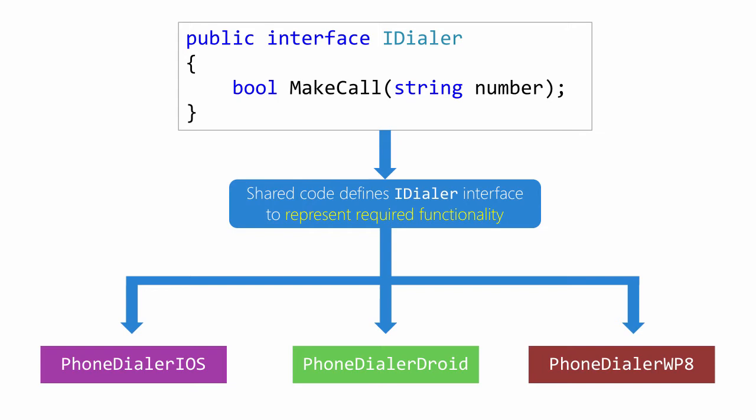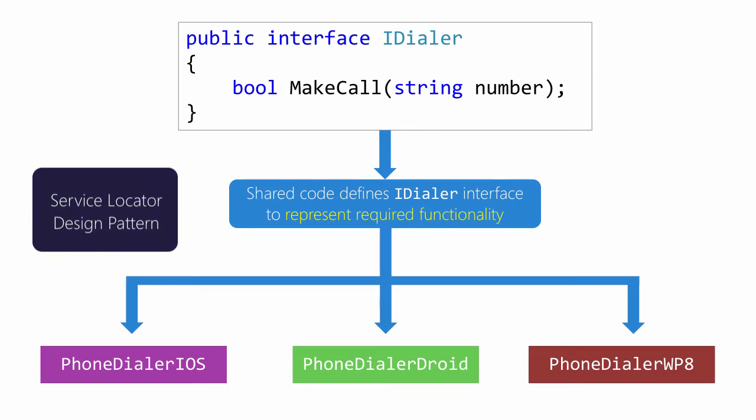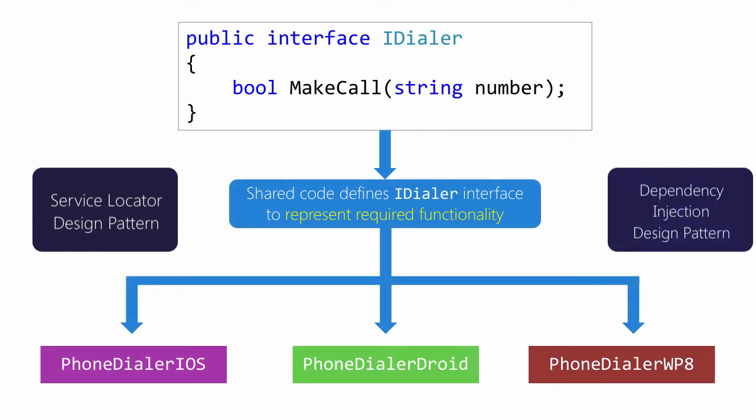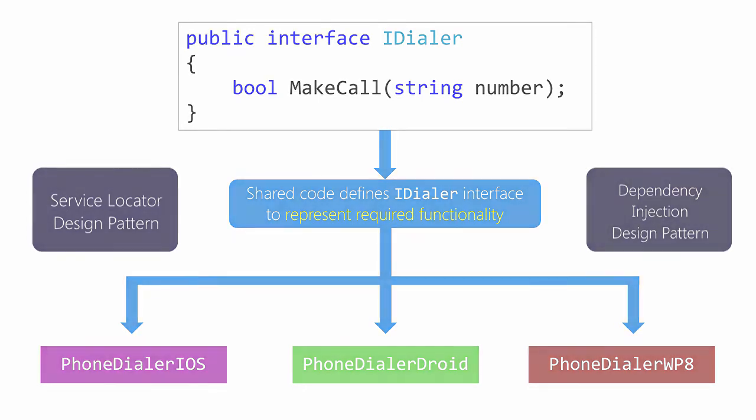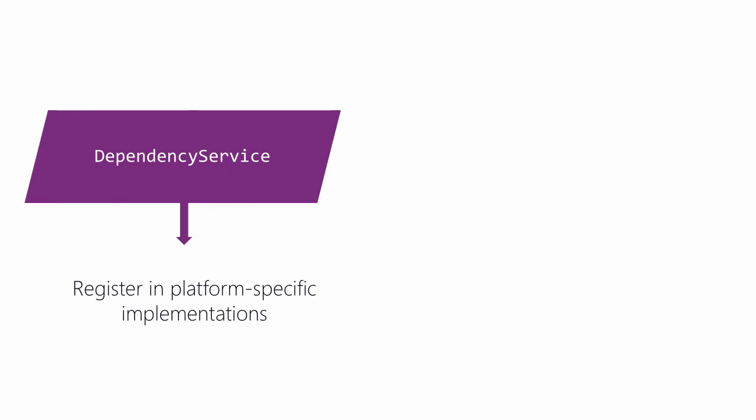Platform projects implement the shared dialer interface using the platform-specific APIs. To locate the implementation, we can use a variety of techniques. Often, it is either a variation of the service locator design pattern or the dependency injection design pattern. It really doesn't matter how you bind to the implementation. The key thing is the separation being used here. Xamarin.Forms includes a service locator called Dependency Service, which can be used to register platform-specific implementations and then locate them through the abstraction in your shared code.